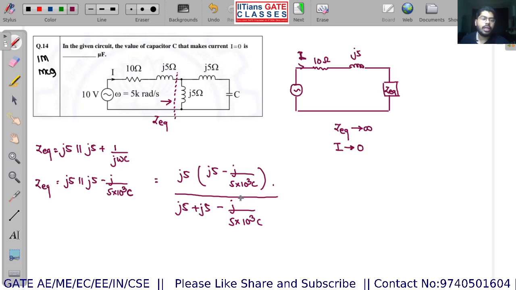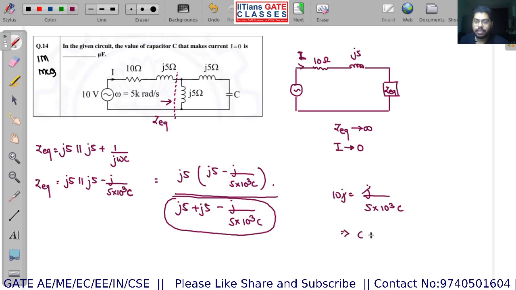Okay, so now tell me, when will this Z equivalent tend to infinity? When the denominator tends to 0. Okay, so equate this to 0. So this is 10J equal to J5 into 10 to the power 3C. So J, J cancel, C is equal to 1 by 5 into 10 to the power 4.